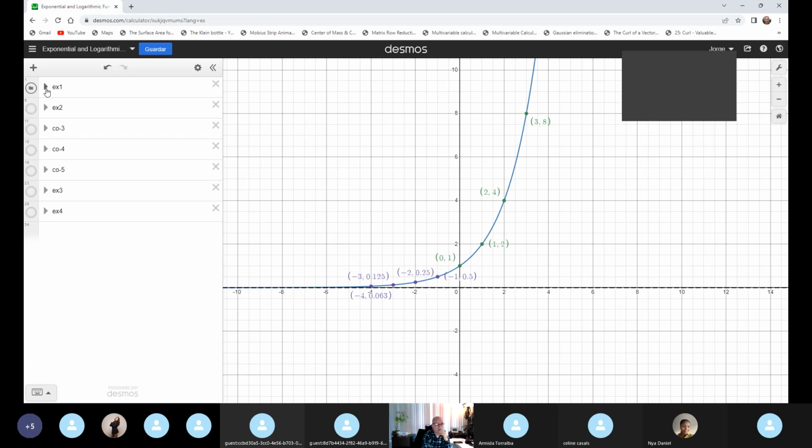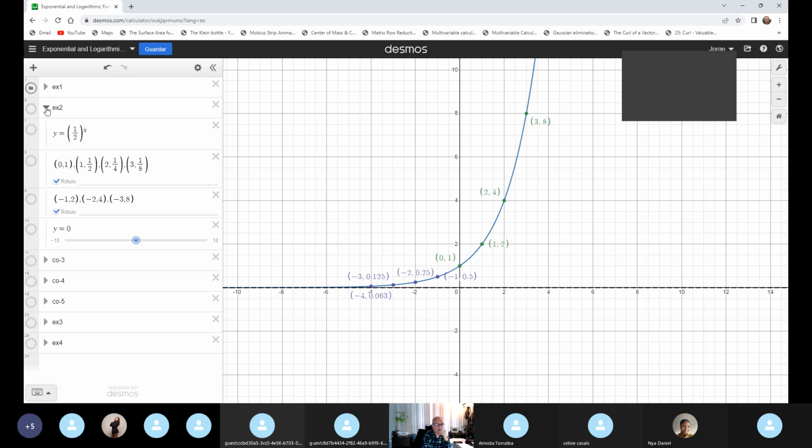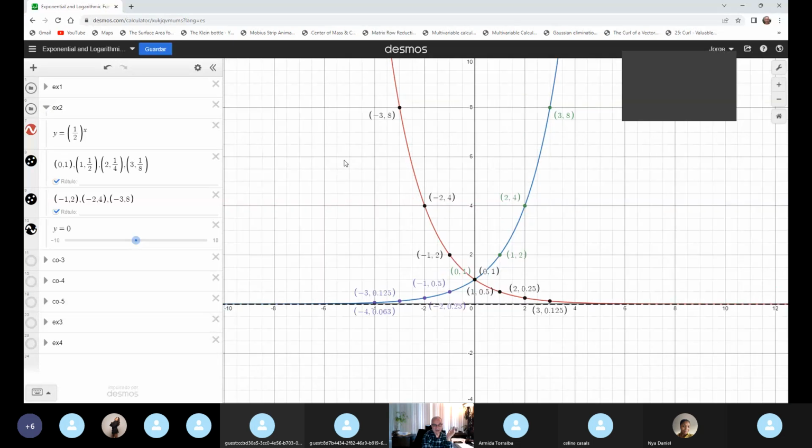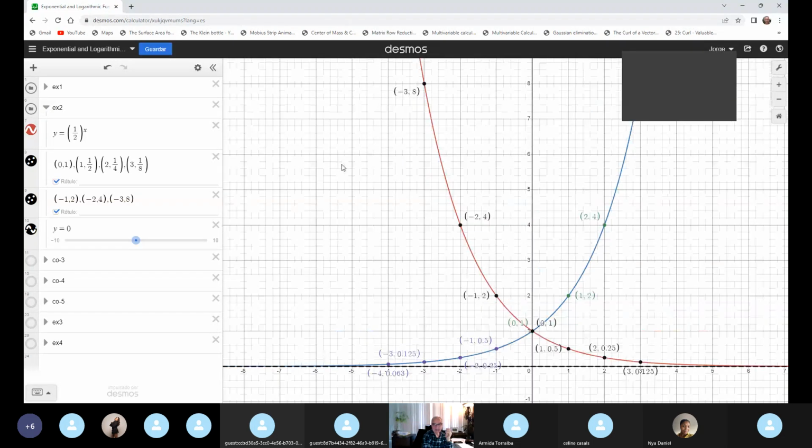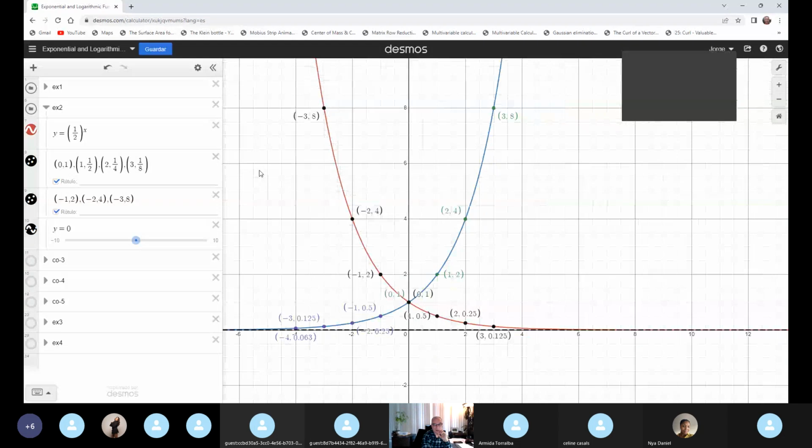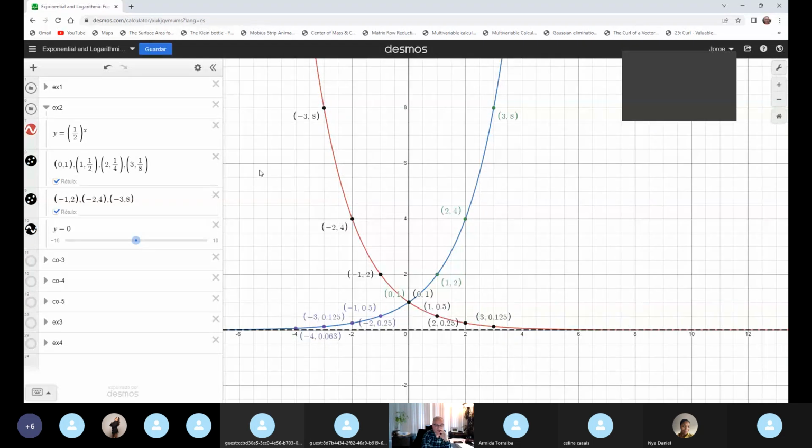Now I want to show you both together. So the base is 1/2. Nice, fantastic. This is reflection, perfect reflection about the y-axis. And the red one is exponential decay, and the blue one is exponential growth. And the reason is clear.